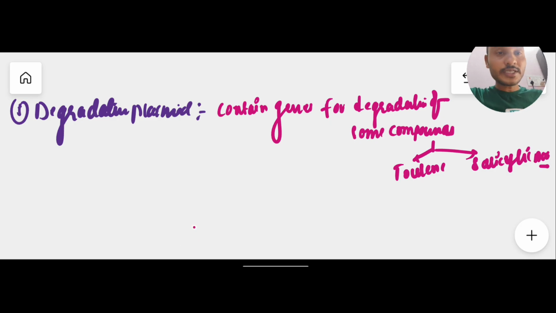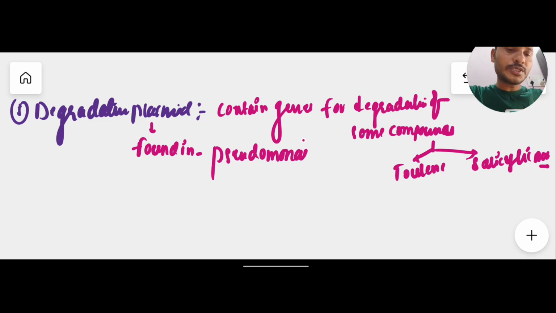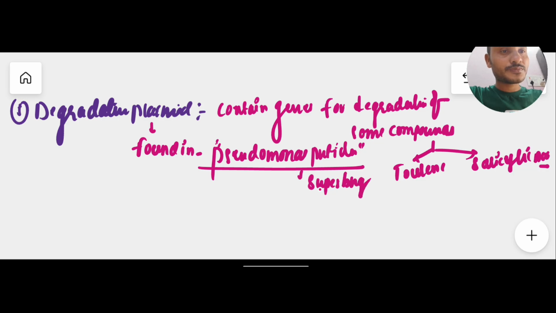Generally, these degradative plasmids are found in Pseudomonas putida. This Pseudomonas putida is also called a superbug. Why is it called a superbug? It contains a degradative plasmid, and that plasmid has the nature to degrade heavy metals or different compounds. Hence Pseudomonas putida is used in the bioremediation process.